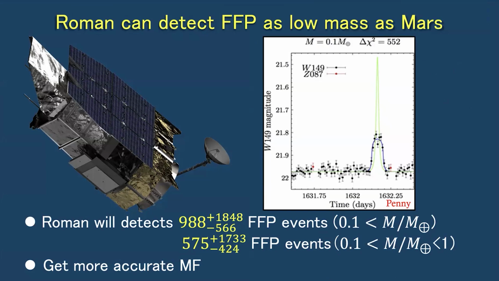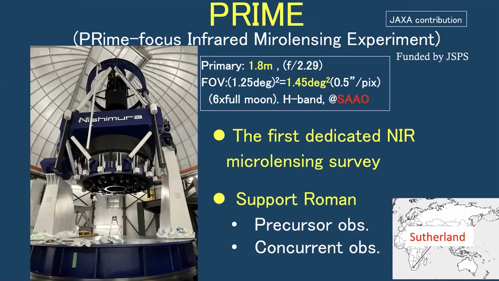From our mass function, we estimated Roman will detect about 1,000 FFP down to the 0.1 Earth mass. And half of them are less than Earth-mass objects. And then Roman will get more accurate FFP mass functions.